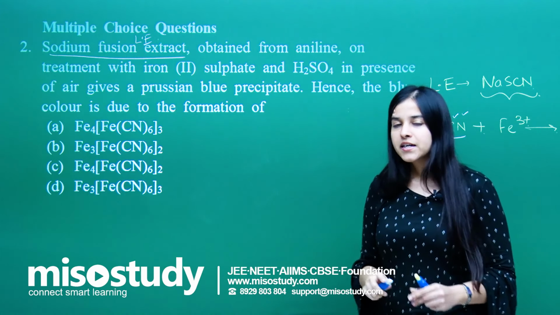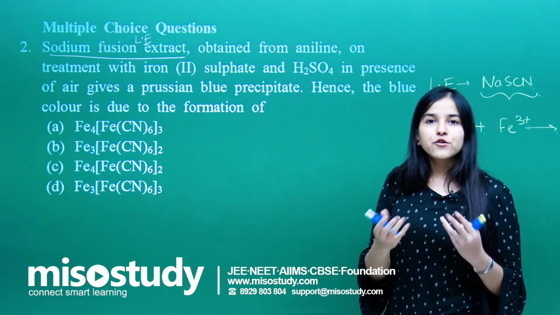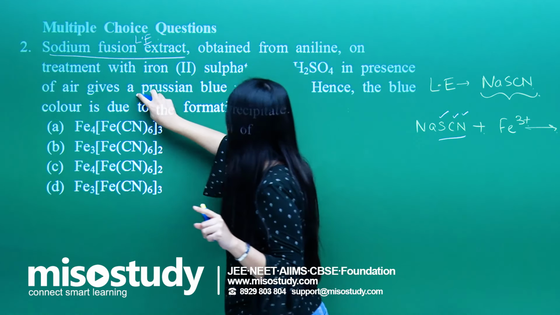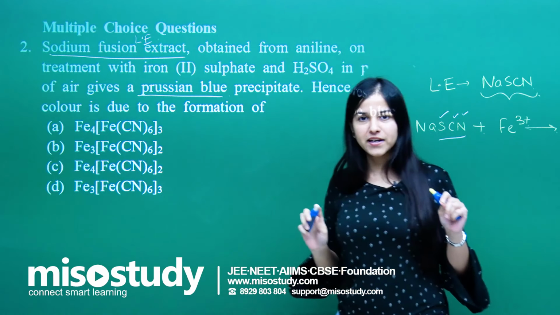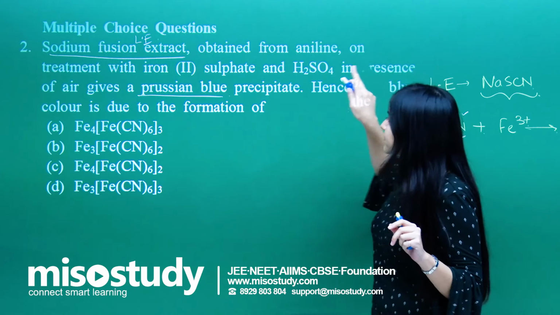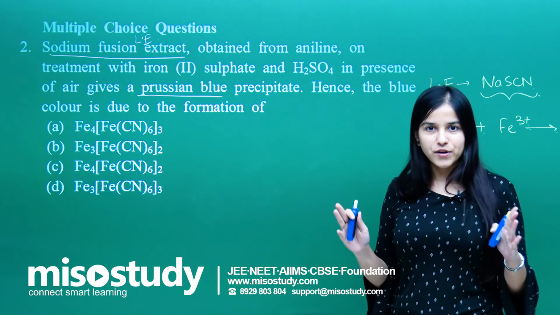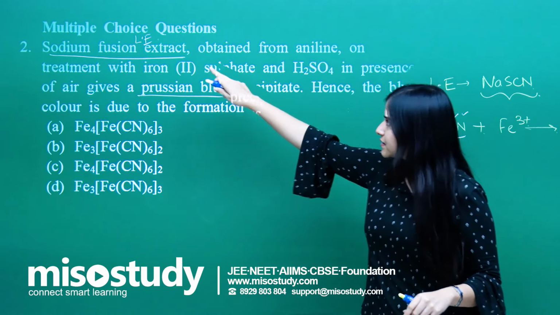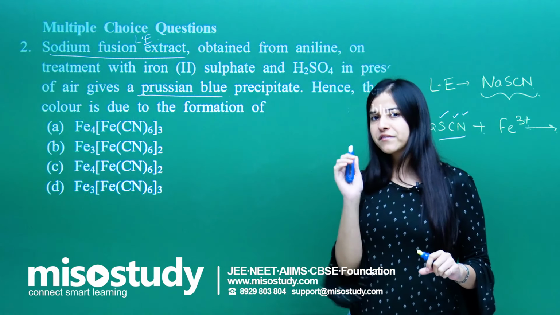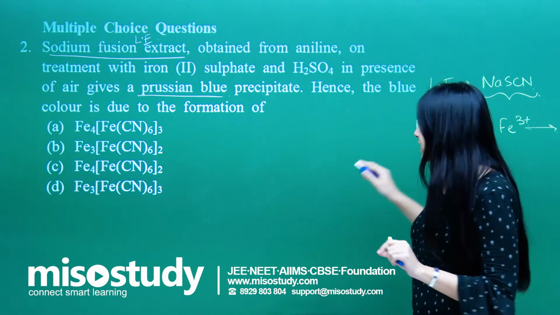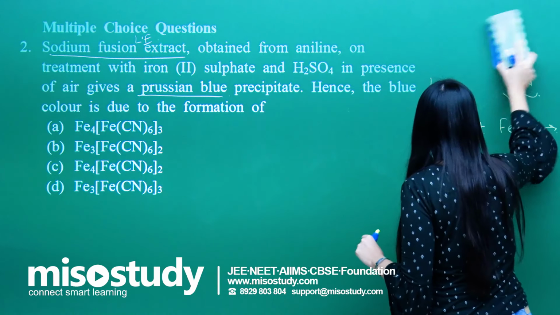Prussian blue color. Again, it will remind you of what? The test for nitrogen, right? That is the detection test for nitrogen where we get the Prussian blue color. Hence, the blue color is due to the formation of... You need to have proper knowledge about what reaction is going on. But as you can see, it's a multiple choice question, so we need to be very careful while choosing our choices, right? So, first of all, let us just have the reaction related to it.